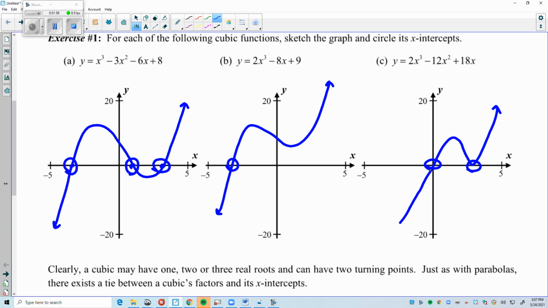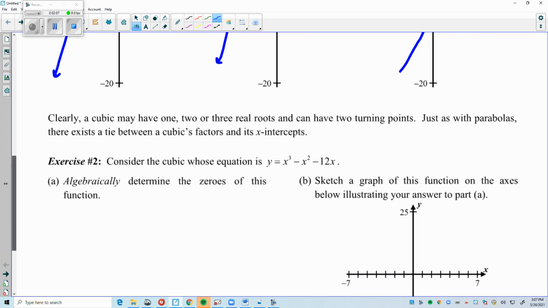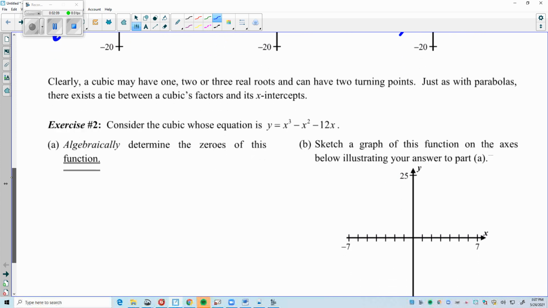Okay, so we can see you can have a whole bunch of different answers. You could have 1, you could have 2, you could have 3, can't have 0 roots. Okay, just as with parabolas, there exists a tie between a cubic factor and its x-intercepts. Meaning, if my largest exponent is 3, that's the largest number of x-intercepts that you could have. Okay, so now we're going to consider this next one. Consider the cubic equation that's given. And algebraically this time, we're going to determine the zeros.